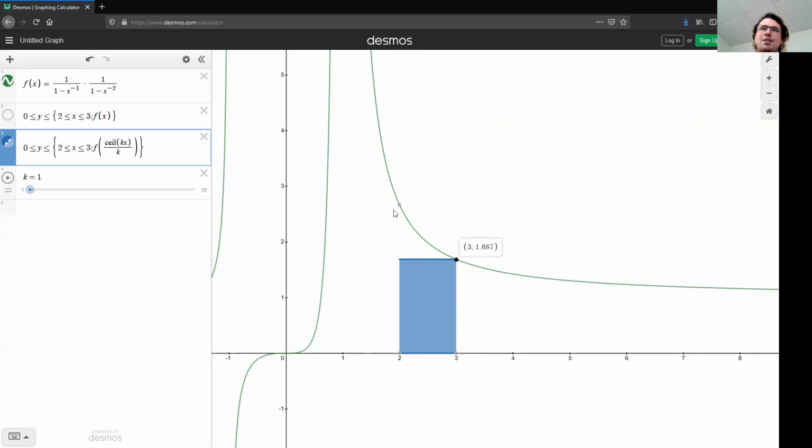I could have changed the height. I could have picked, say, the height of this rectangle is 2.66. So what would that look like? Something like this. And I would have a rectangle that represents too much area rather than not enough.